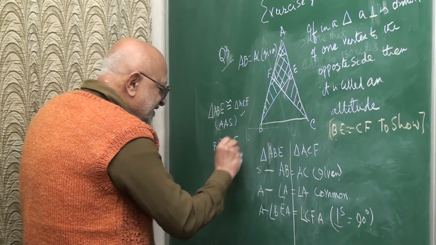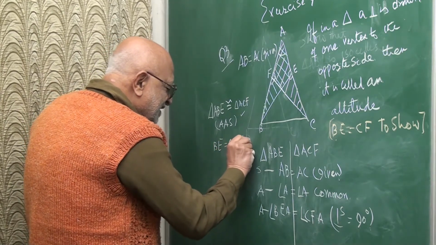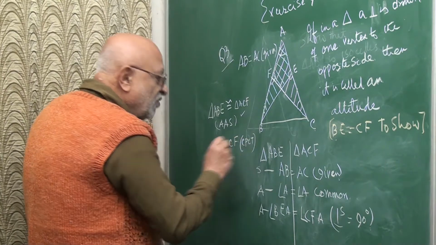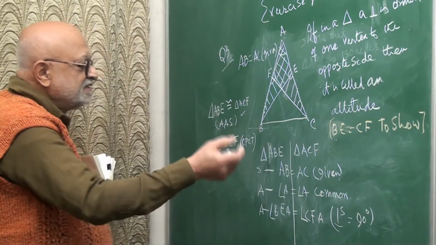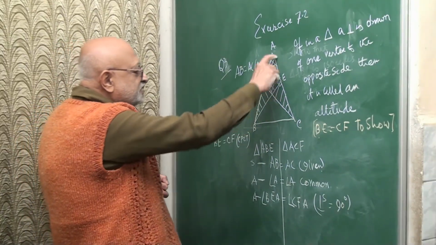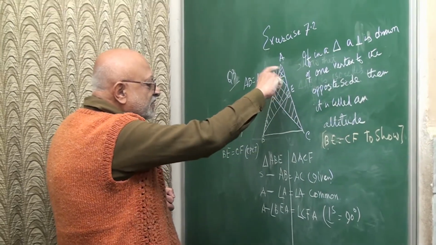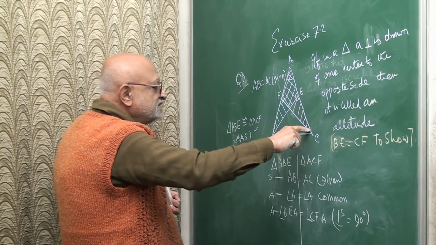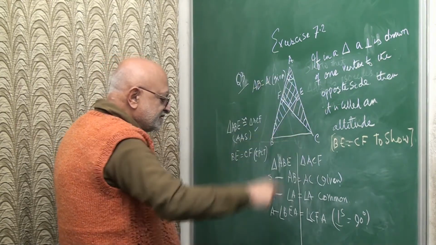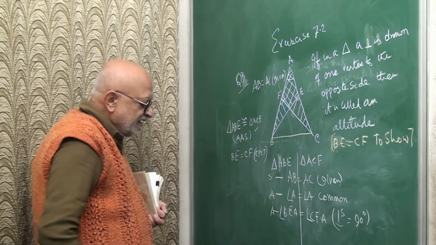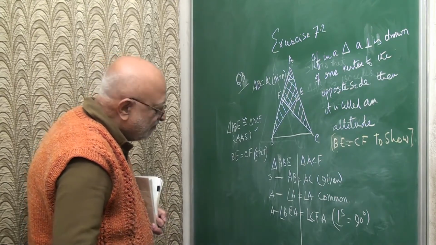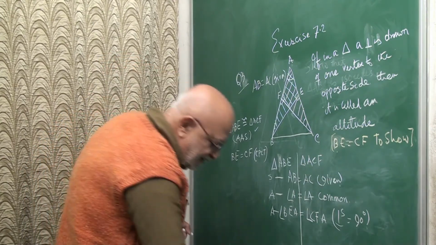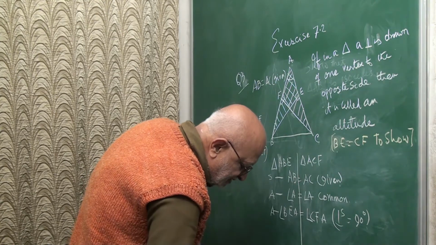CPCT. There is nothing else. It's a choice of triangles only and taking angles. So you have got two angles and you have got a side, this side and this side. So this will be AAS. It will form under that particular combination.